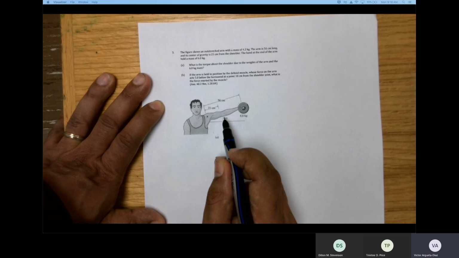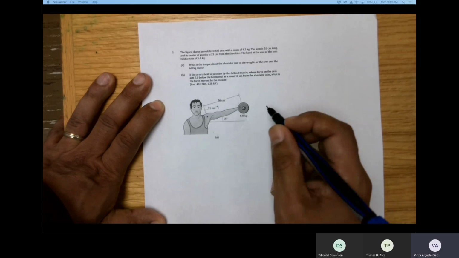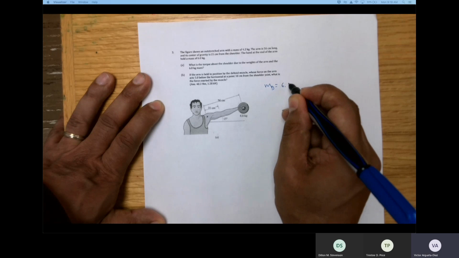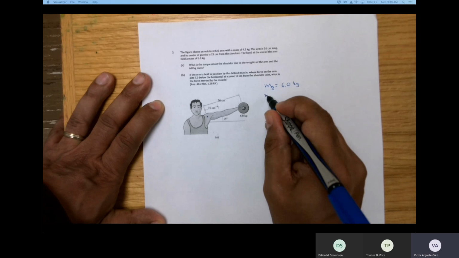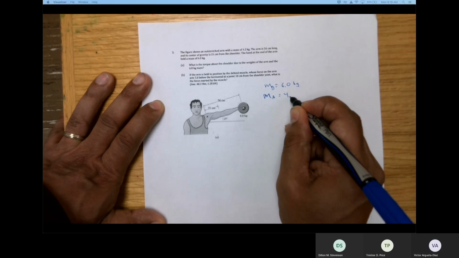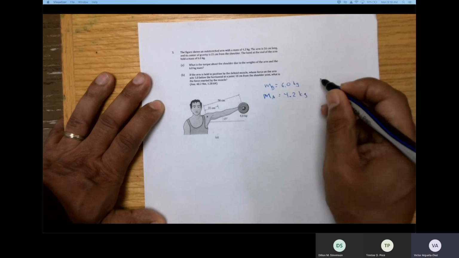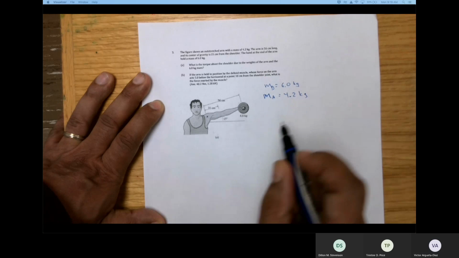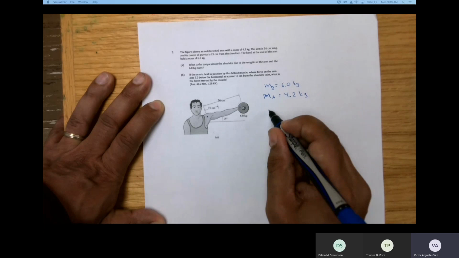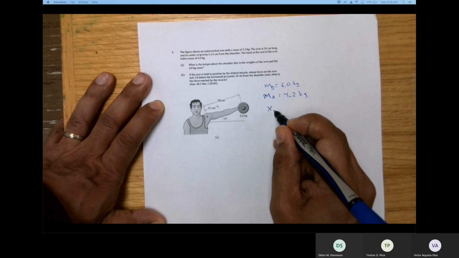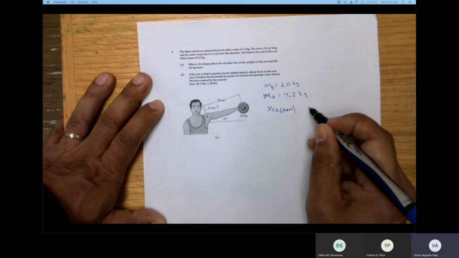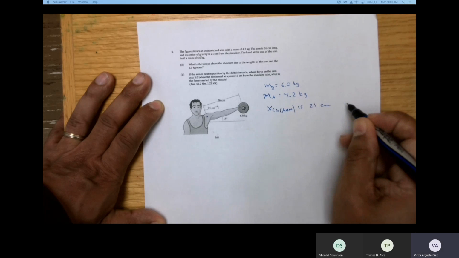Okay? The mass of the dumbbell is 6 kilograms. The mass of the arm is 4.2 kilograms. And the center of mass of the arm is 21 centimeters from the shoulder.